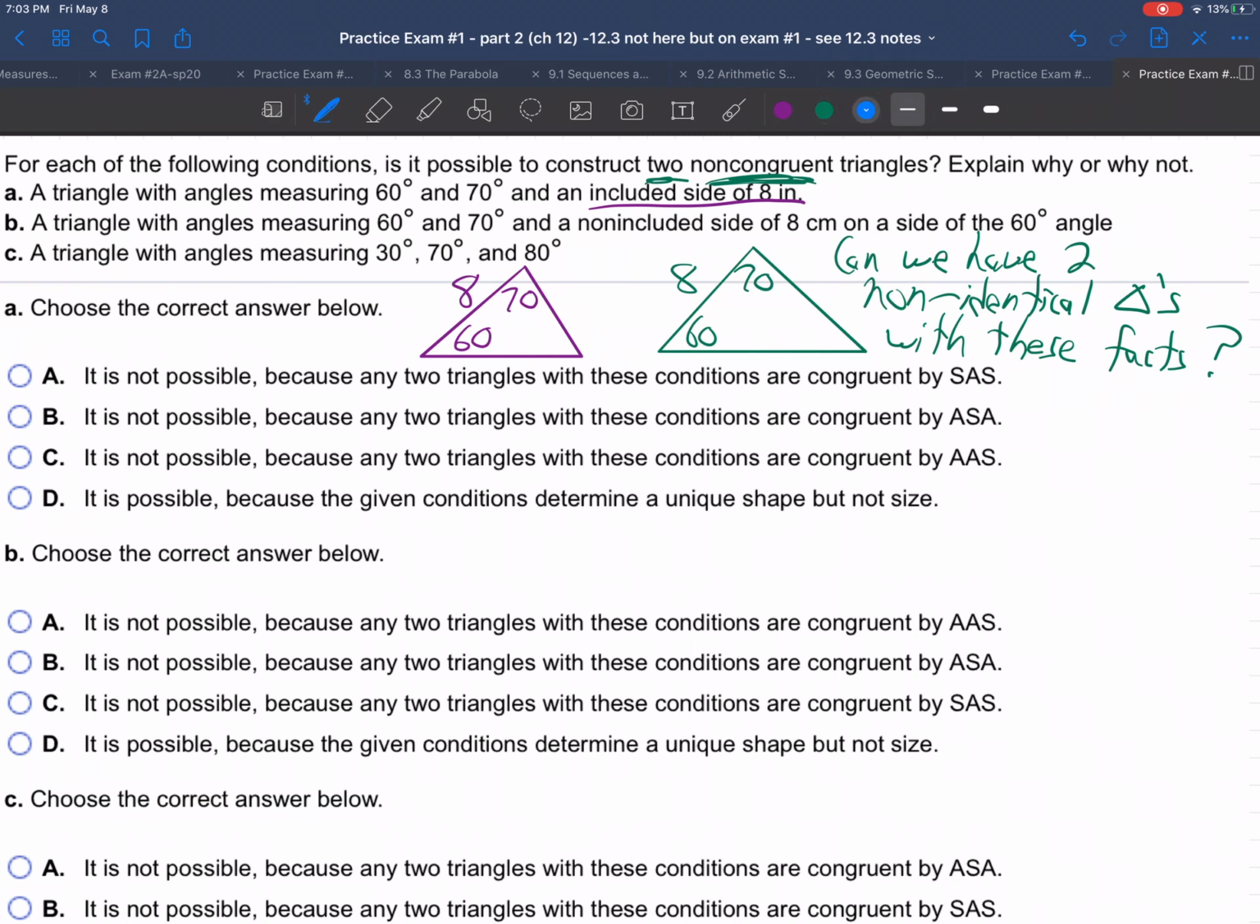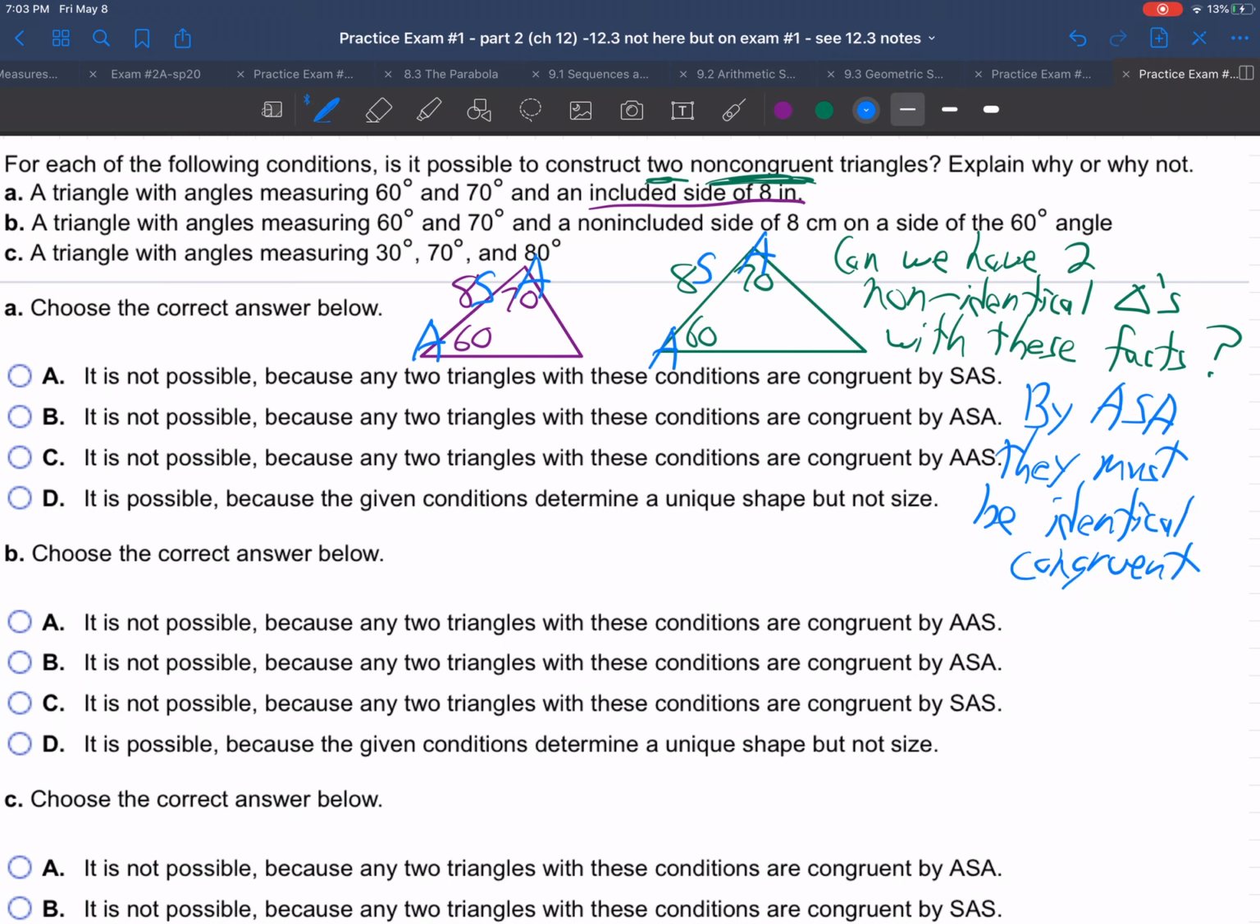No. These must be identical because of angle, side, angle. They both have the same angle, side, and angle. By angle, side, angle, they must be identical, meaning congruent. That's what congruent means, identical. So they have to be congruent. So no, it is not possible because any two triangles with these conditions are congruent by angle, side, angle.